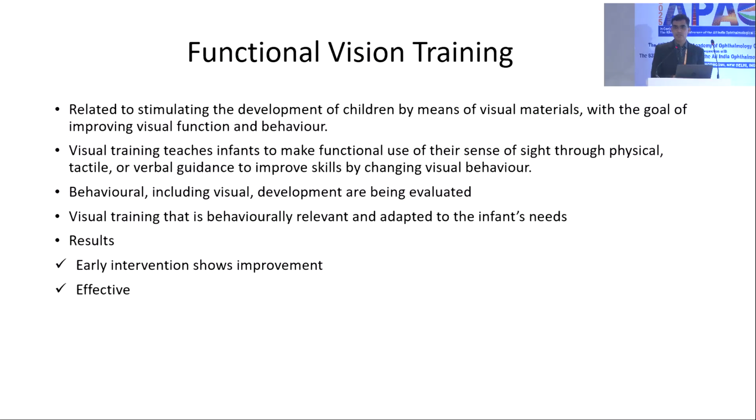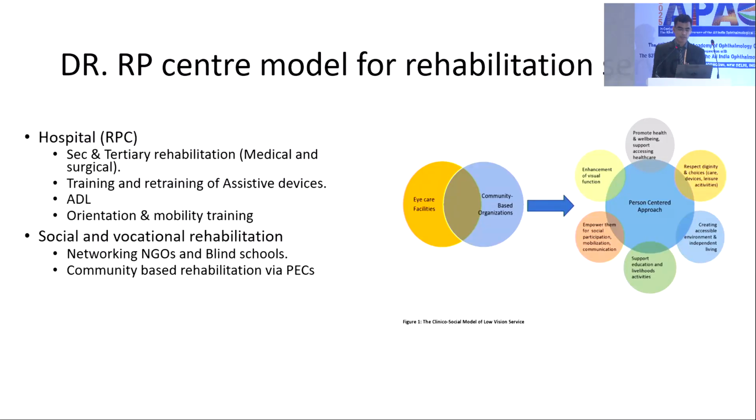But functional vision training is the rehabilitation part, where we give some objects to the child and make them familiar: this is the block, this is the card, this is your shirt, this is how you put on the buttons, etc. This is like sensory substitution. It is visual function training, which is very important for the child.